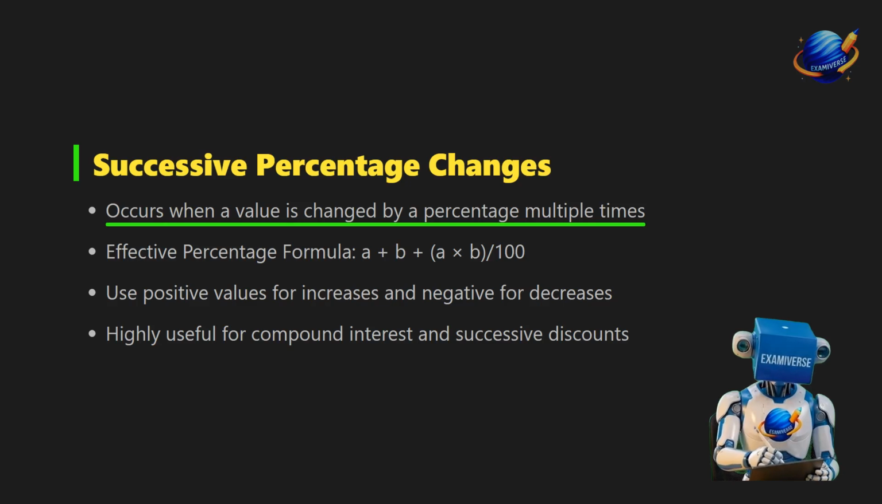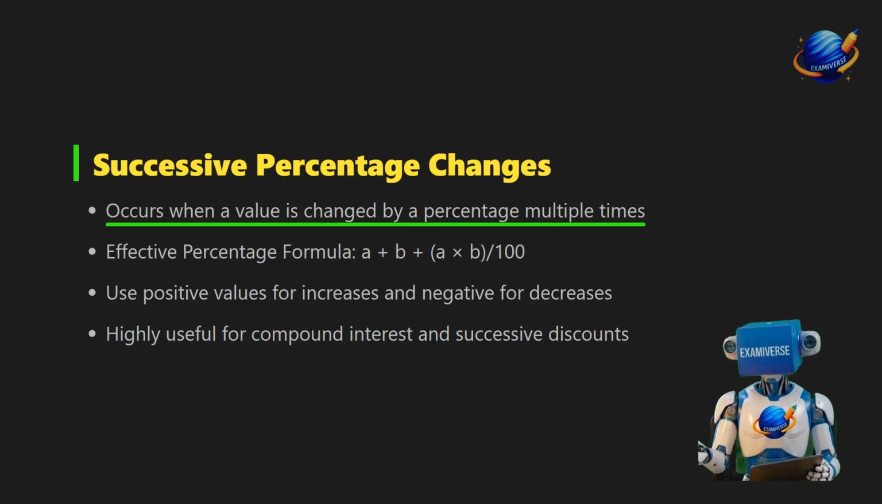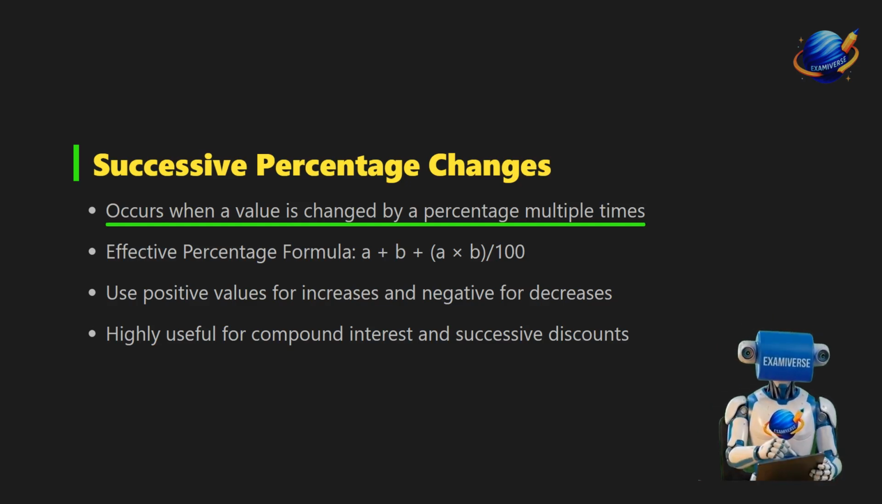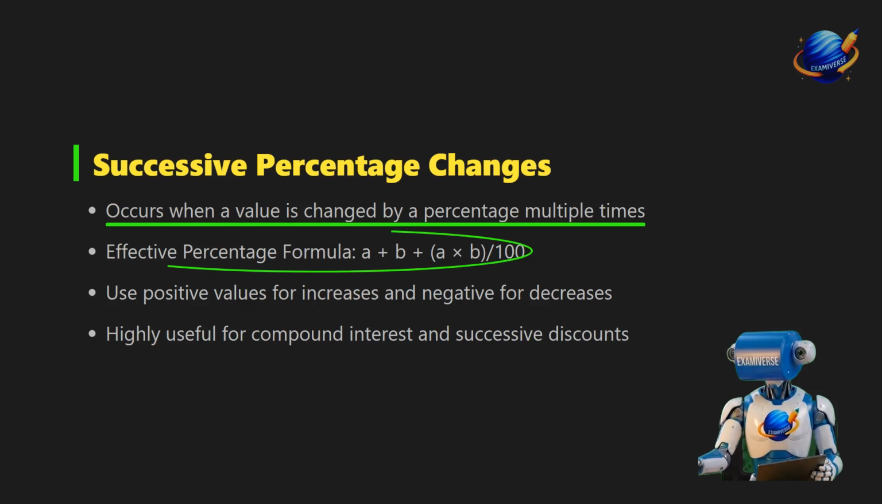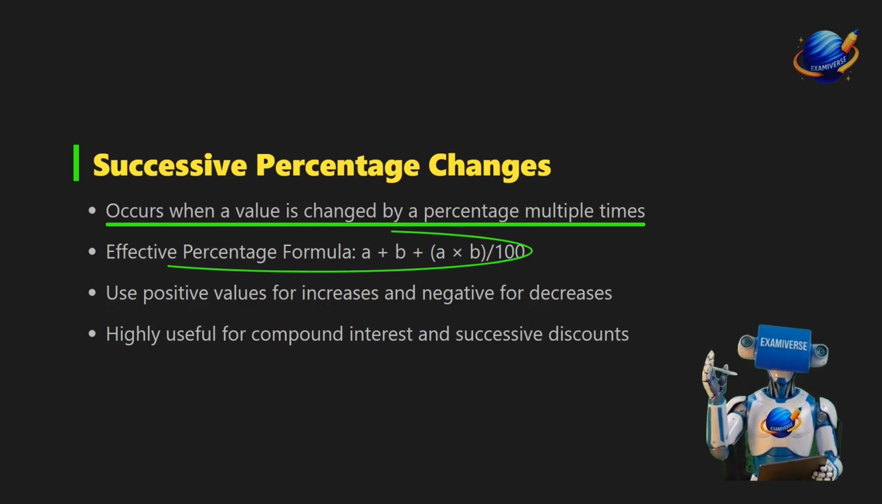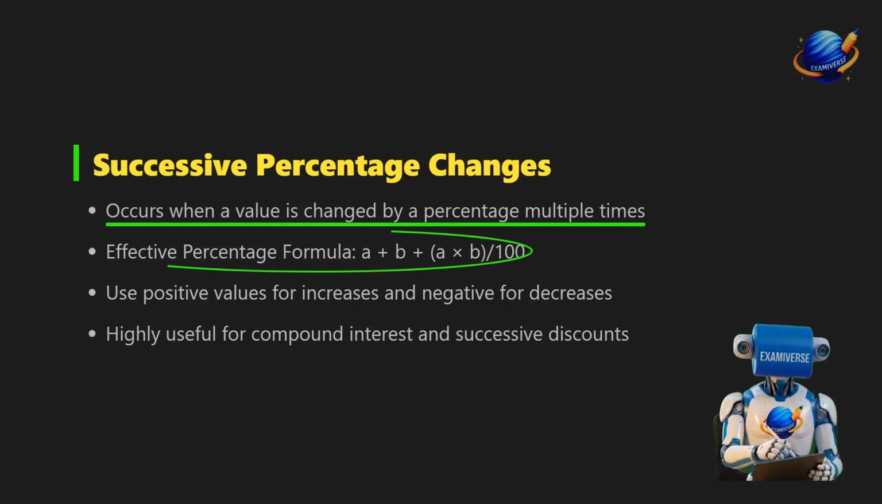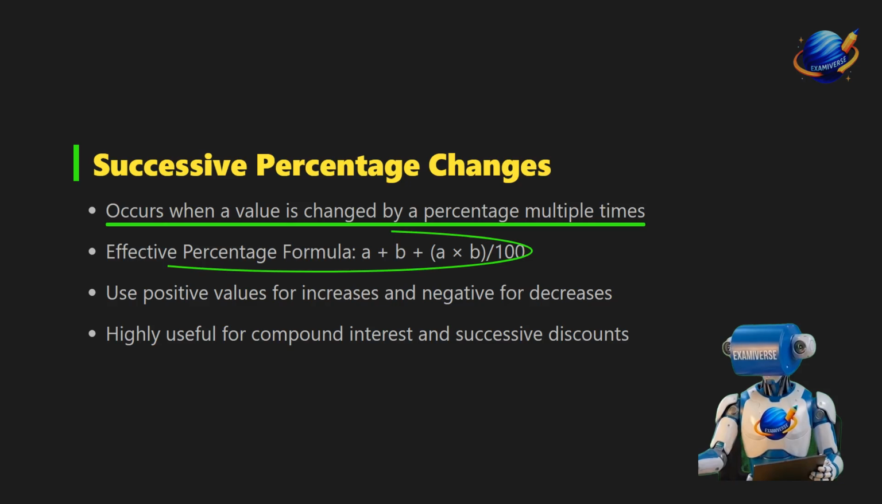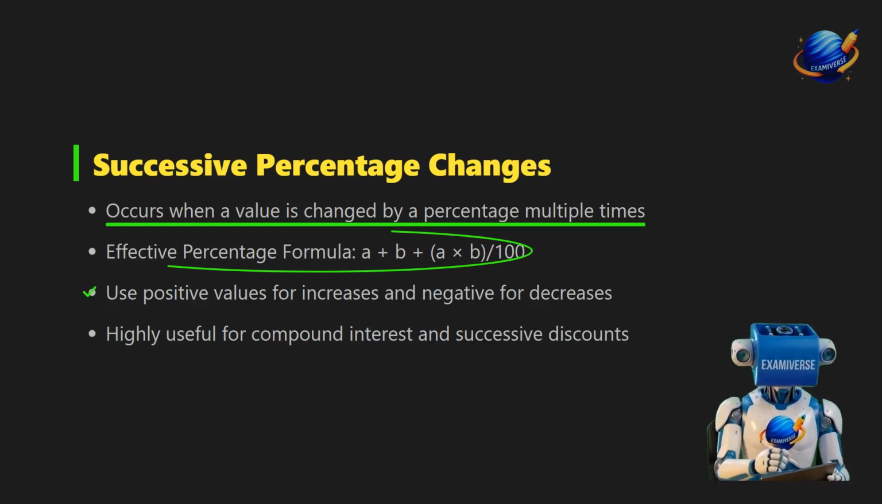No. To solve these instantly, we use the effective percentage formula, which is A plus B plus A times B over 100. In this formula, A and B represent the first and second percentage changes. The critical rule here is to use positive values for any increases and negative values for any decreases.